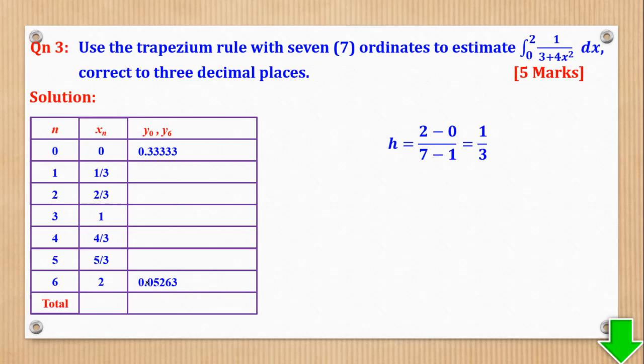Then when x is 2, we shall come up with this. And the total is that. Then what about the intermediate ones from 1 to 5? We shall put them in this column.